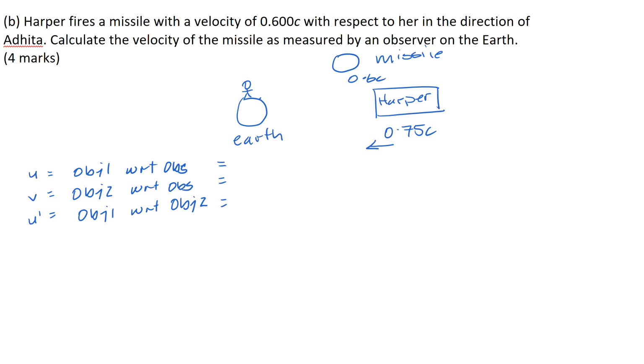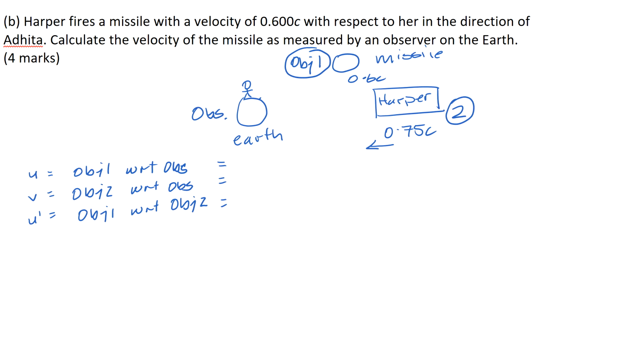Okay, so you know the missile with respect to Harper. So they should probably be your object 1 and your object 2. And then you've got your velocity of Harper with respect to the Earth, and you're looking for the missile with respect to the Earth. So you would pick that your missile would be object 1, and that Harper would be object 2. Oh, let's just write a 2 there, and this would be your observer.